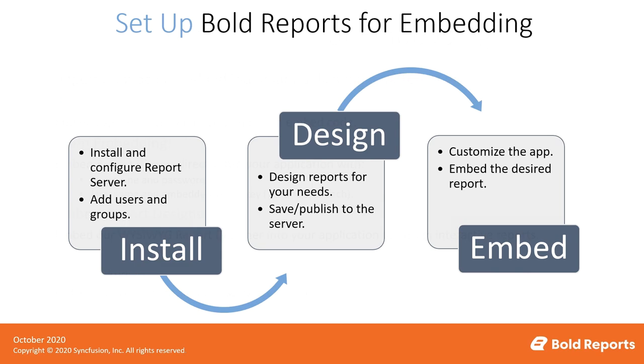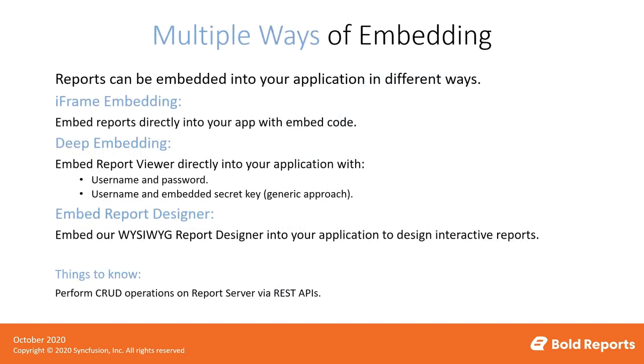The reports can be embedded into your application in two ways, mainly the iframe embedding and the deep embedding. The iframe embedding means the report will be rendered inside an iframe, where the authentication will be supplied from the report server. All you need is to just copy the embed code and paste it in your app. The deep embedding means the report viewer component can be placed into your application like the other components such as grid, chart, etc. The reports will be rendered on the go without any further request.